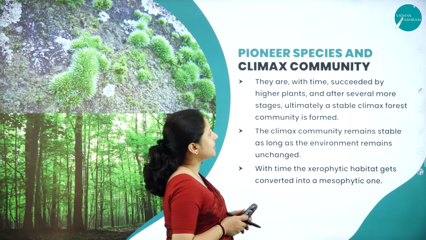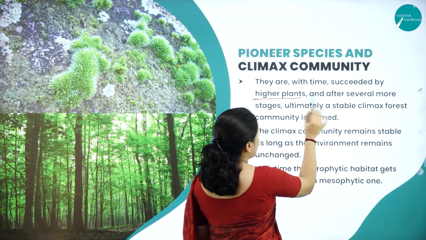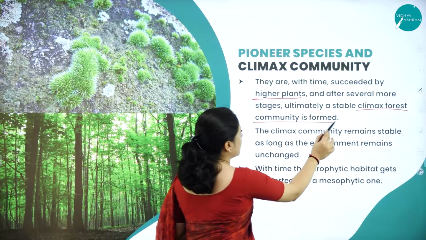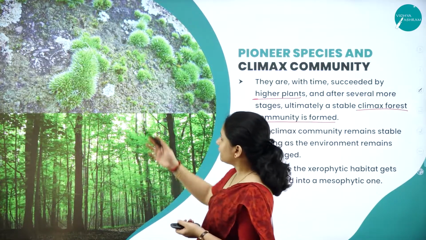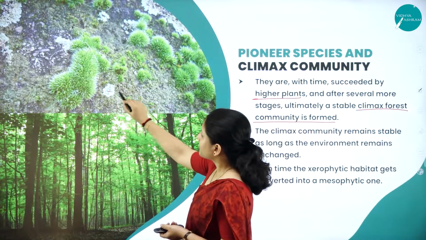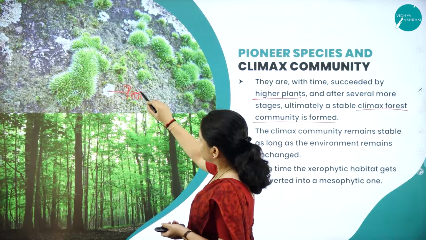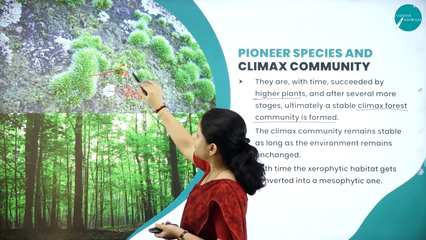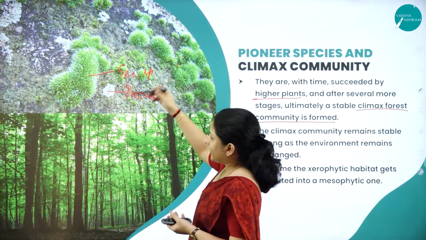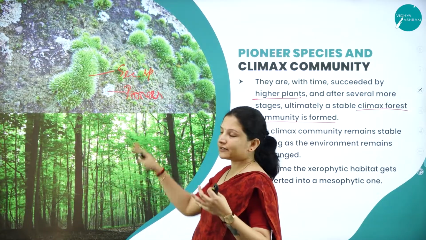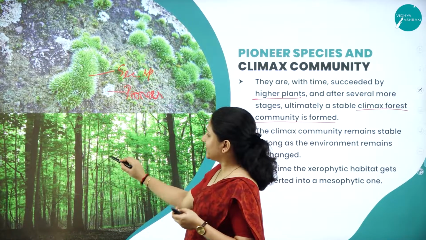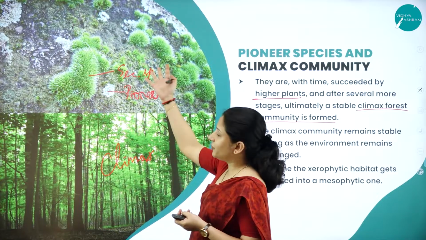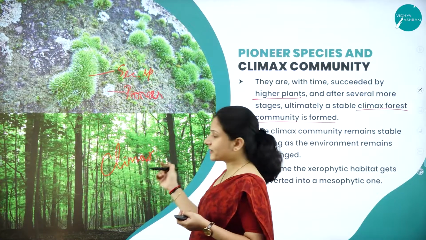So with time they are succeeded by higher plants, and after several more stages, ultimately a stable climax forest community is formed. Just imagine from this bare rock, the pioneer species got formed. These pioneer species paved way for the secondary species. Then later on, the herbs, shrubs and all that started to form, ultimately leading to a climax community. Can you imagine how this bare rock could get converted into a forest like this?